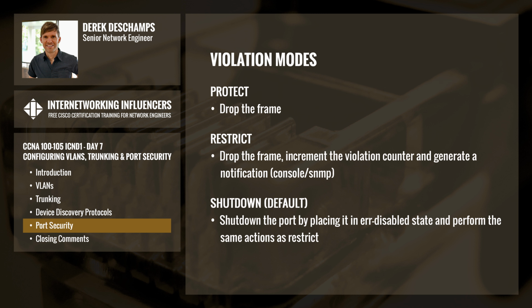There are 3 violation modes that can be used to determine what happens when a violation occurs on a secure port. Protect mode will drop the frame. Restrict mode will drop the frame, increment the violation counter, and generate a notification to the console and SNMP. Shutdown mode is the default mode and will shut down the port by placing it in err-disabled state and perform the same actions as restrict.